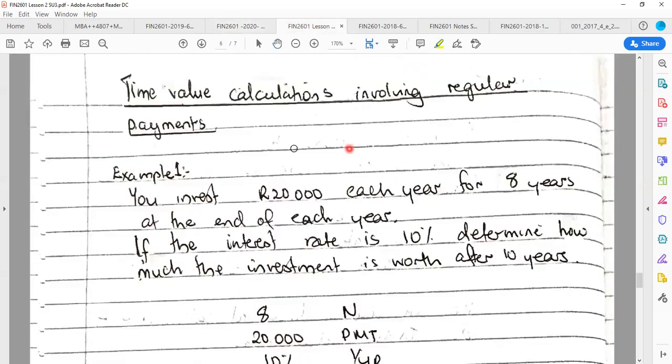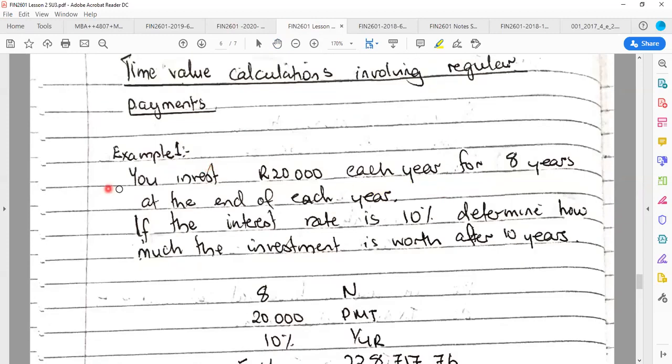But sometimes you have time value calculations in which we have payments happening every year, or every month, or every quarter. So sometimes you have payments happening regularly. It's not just a PV, a once-off investment. Rather, it's a regular investment after every time interval.